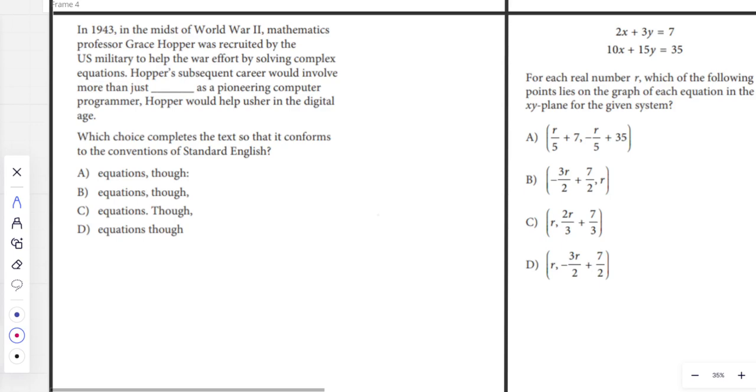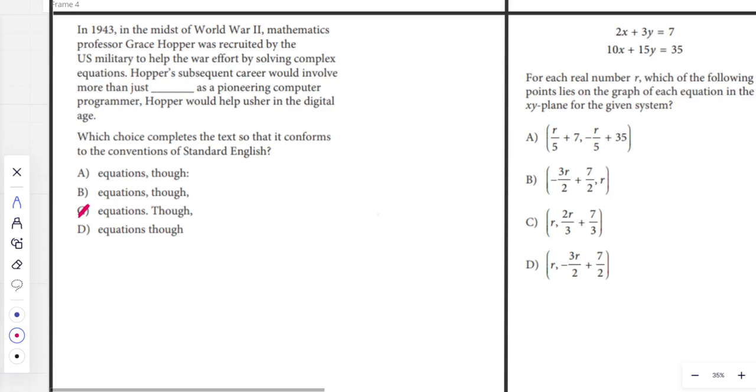Okay. I read that through as one sentence, but it felt a little bit weird because we said Hopper in the beginning of the sentence and we said Hopper in the next part of the sentence. I don't think that we would just put a bunch of commas here because it would create a comma splice just leading through those ideas. Where instead we want more of a full stop. So I'm looking at this period here. Hopper's subsequent career would involve more than just equations, period, though, as a pioneering computer programmer. But that sounds a little bit weird to me as well. So maybe let's look at some other punctuation.